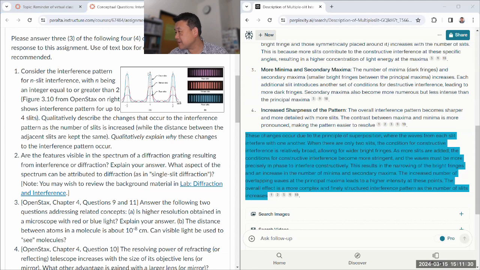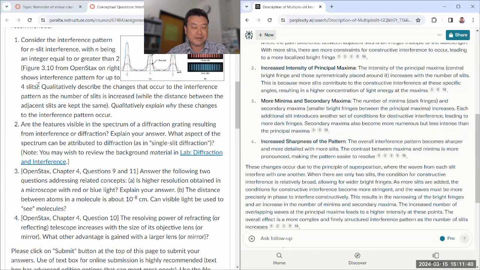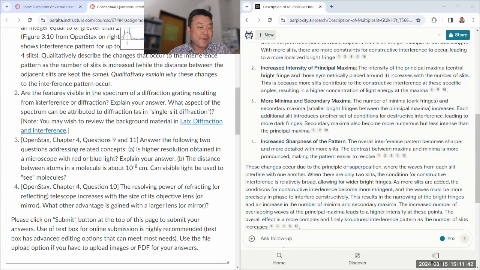I don't know. That's not really a qualitative explanation. I don't think I actually like what's in the model answer, but it's fine. What Perplexity said is fine. Yeah. Let me move on.